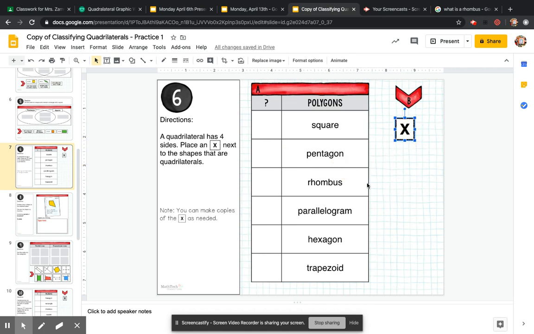Again, if you do not know what these shapes are, please do not guess, okay? Video chat me, we can talk about it, or ask an adult or ask Google. Please, please, please do not guess. It is very important that you know what these shapes are.